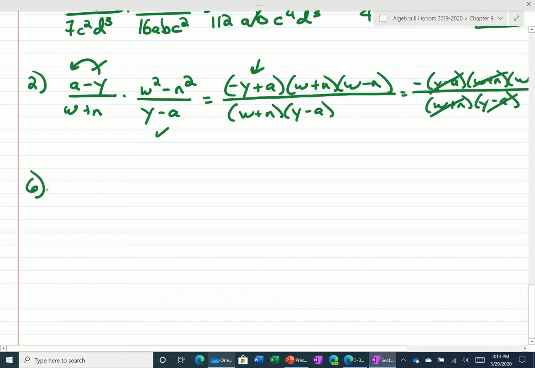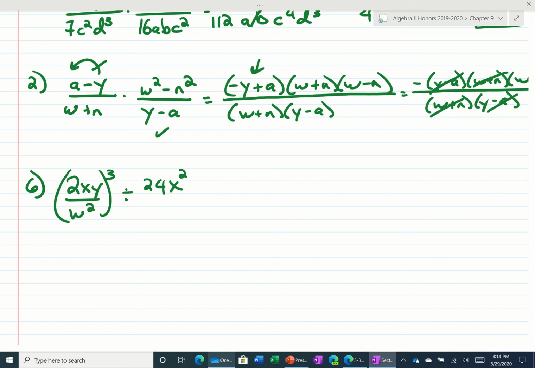Number 6, it says 2xy, w to the second, all to the third, divided by 24, I think that's x to the second. It's a little hard for me to see here. Divided by w to the, that's a fifth. All right, so let's see what we get.